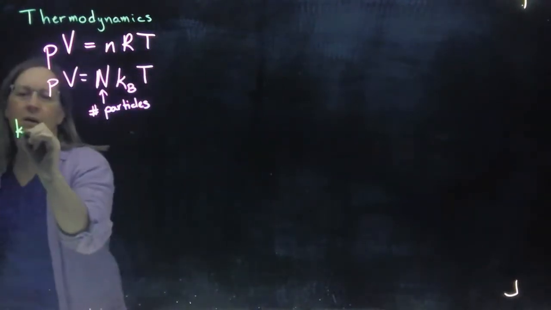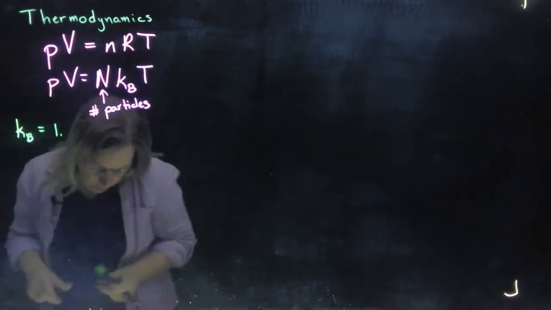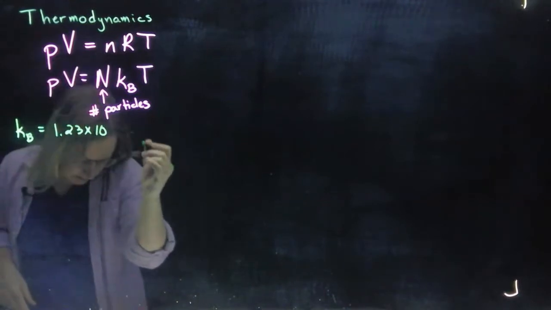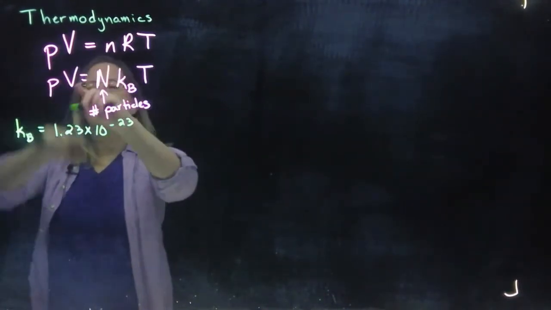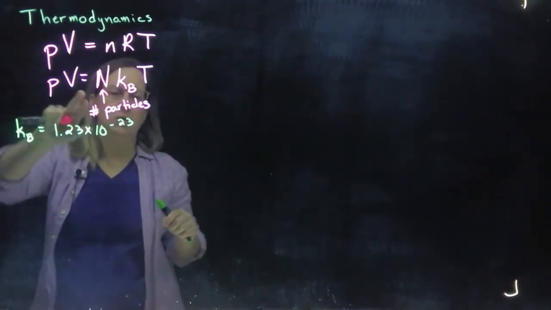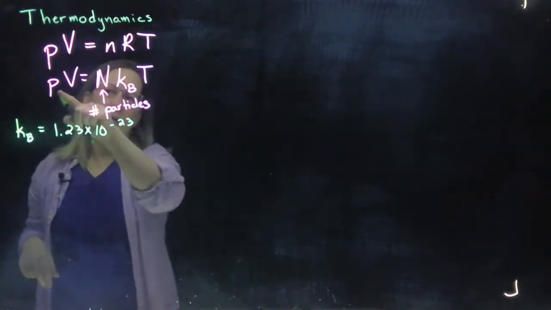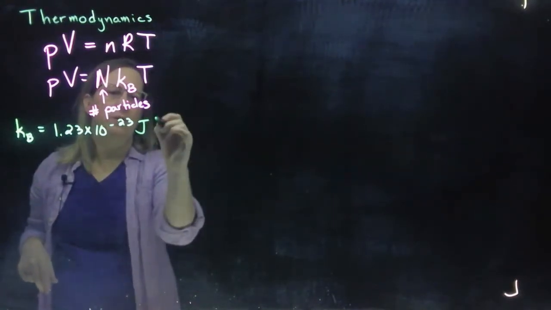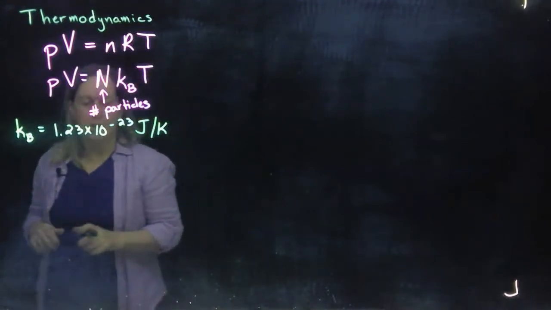So kB is Boltzmann's constant, and it's given by 1.38 times 10 to the minus 23rd. And then the units of this, because pressure times volume turns out to have units of work, we'll see that in a minute, are joules per Kelvin, and we assume that we're in number of particles.